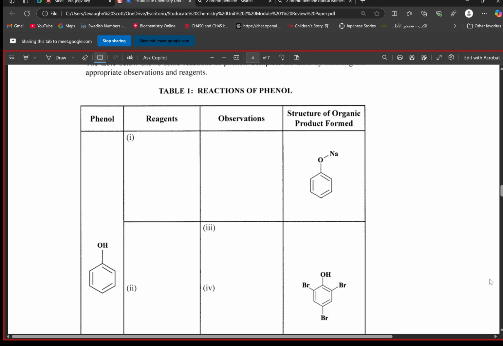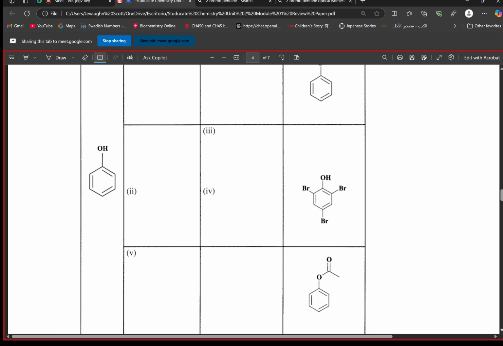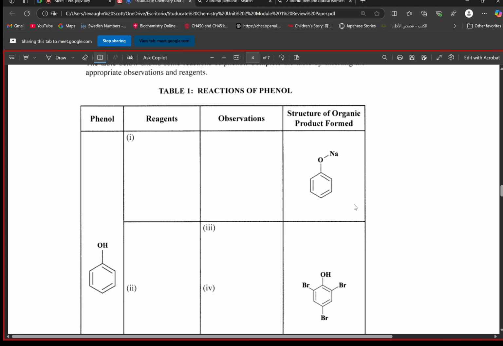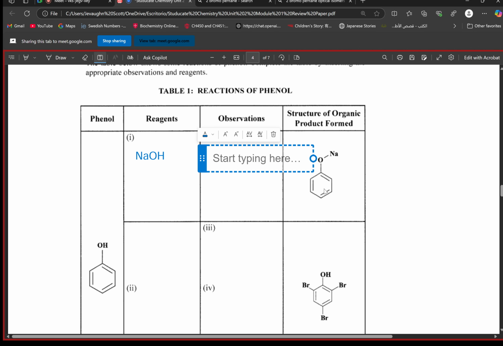This is the reaction with the acyl halide. This is the reaction with generally bromine water. Sorry, this is the reaction with acyl halide. What's this reaction up here? This is the reaction of phenol with sodium hydroxide or a base. So we need to go over them. The observation here would be effervescence, with a gas that gives a squeaky pop sound, because that is hydrogen gas.